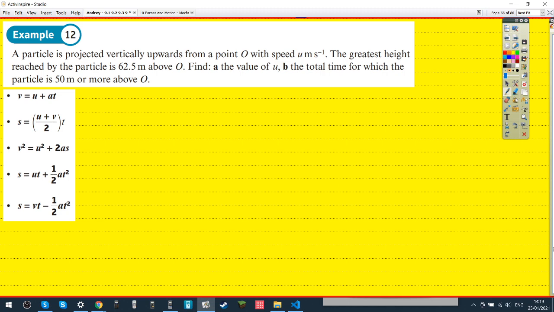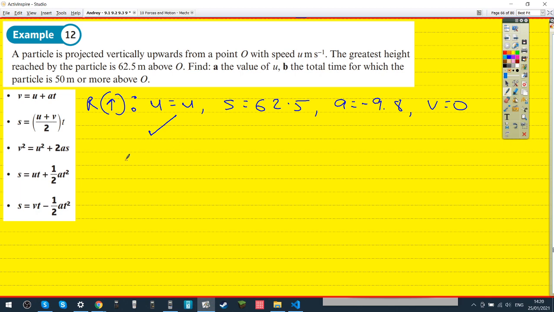So are we doing R as vertical again? Mm-hmm. And we're saying that U is U. And then S is 62.5. A is minus 9.8. V is 0. Very good. And then we just do V squared equals U squared plus 2AS. I think it'd be fine for that. Yeah. And part B.